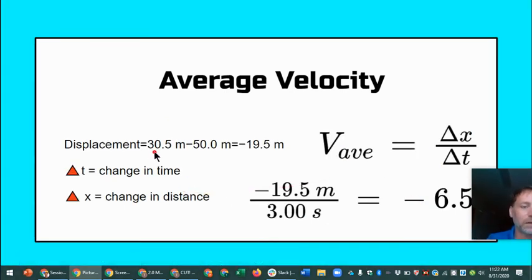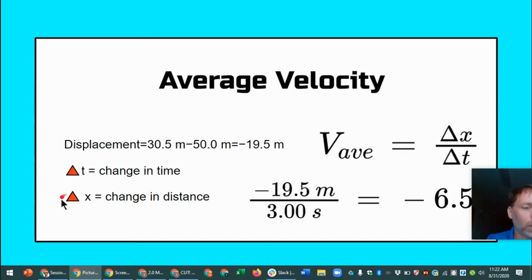So here's another look at that. The runner's displacement: she started at the 50-meter line, and she ran to the 30.5-meter line. Okay, so where she started from, where she ended up. You subtract those two, and it's going to be negative 19.5 meters. So that is her change in her x direction.